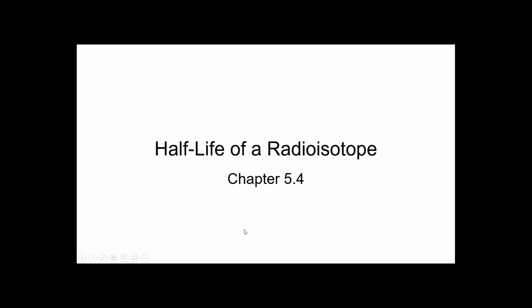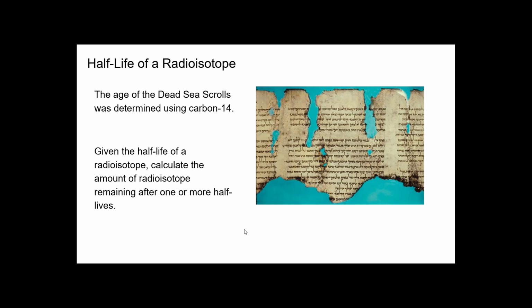Hi class, we are on chapter 5.4, half-life of a radioisotope. So we are going to be looking at aging. We use radioisotopes to determine the age of anything. Don't want to go into specifics here. And we're going to specifically look at a half-life and what that means and how we're going to use it to calculate determining how old something is.